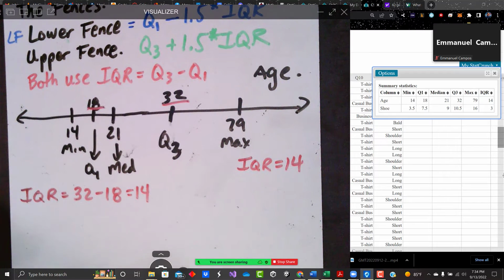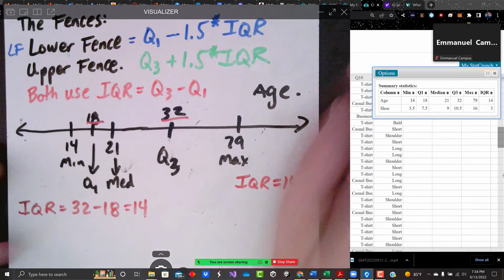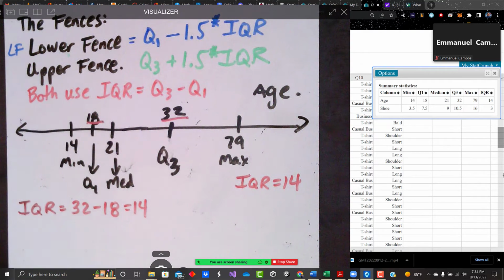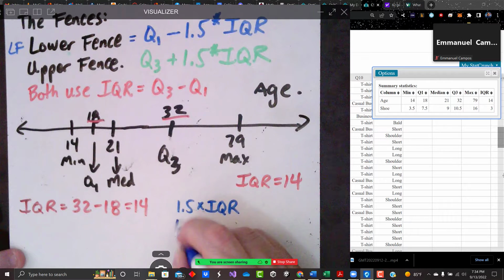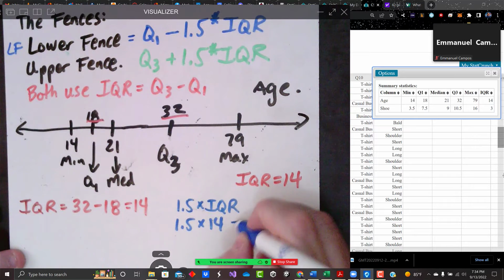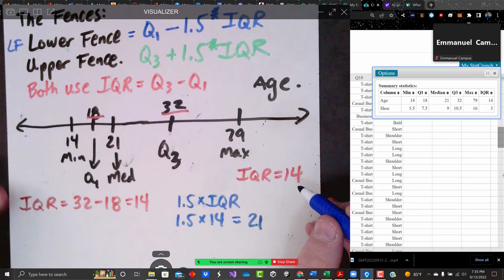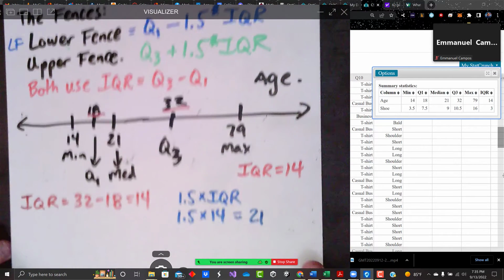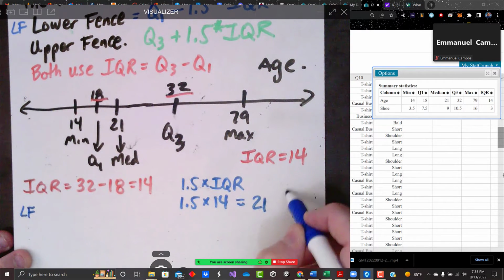Now, where are these fences? Where is this fence talk? Both use 1.5 times the IQR. So I'm just going to calculate that real quick. 1.5 times IQR is 1.5 times 14. And if you do that in a calculator, you're going to get 21. So how do they find the fences? We're going to use this 21 for both of them.